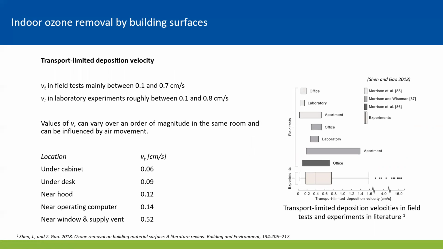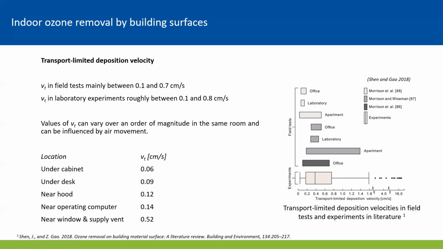Ozone deposition also depends on the transport-limited deposition velocity. The VT measured in field tests and in laboratory experiments are actually consistent with each other. Both are between 0.1 and almost 0.7 or 0.8 centimeters per second.